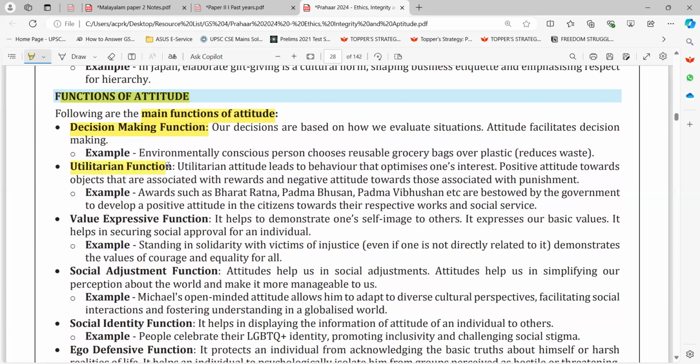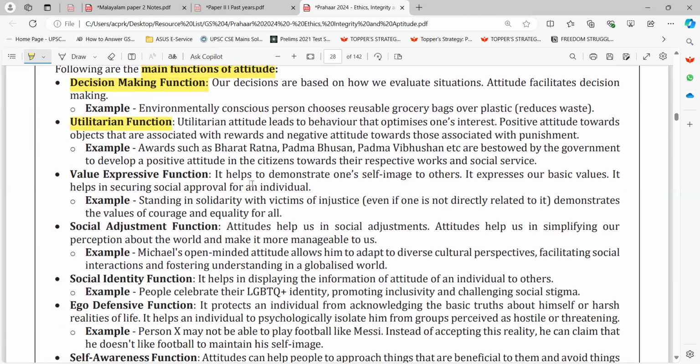Utilitarian function. Utilitarian attitude leads to behavior that optimizes one's interest. Positive attitude towards objects that are associated with rewards, and negative attitudes towards those associated with punishment. Example, awards such as Bharat Ratna, Padma Bhushan, Padma Vibhushan, etc. are bestowed by the government to develop a positive attitude in the citizens towards their respective works and social service.